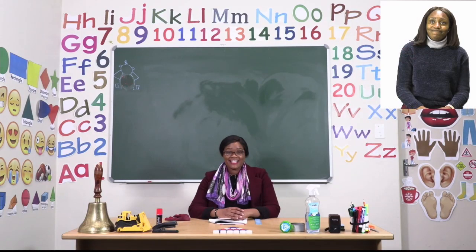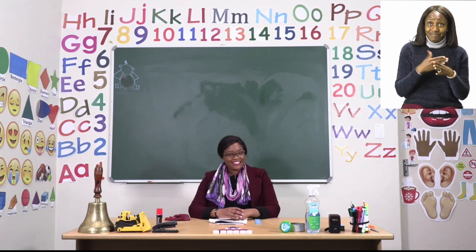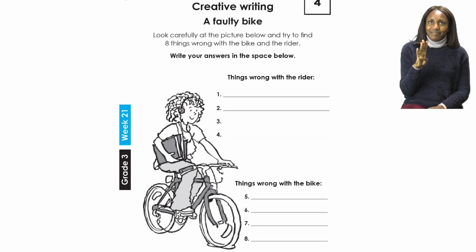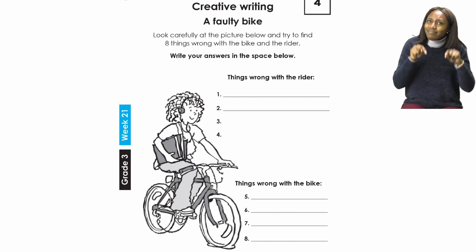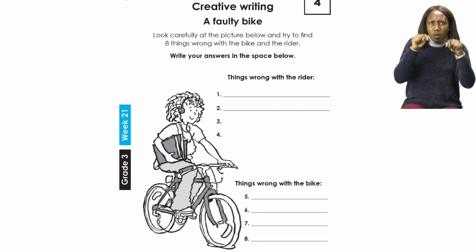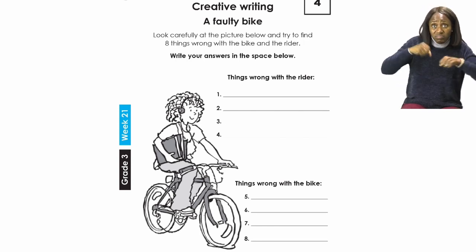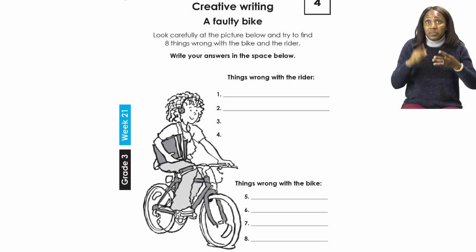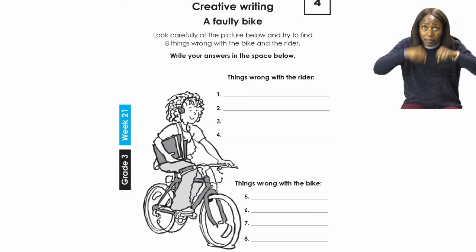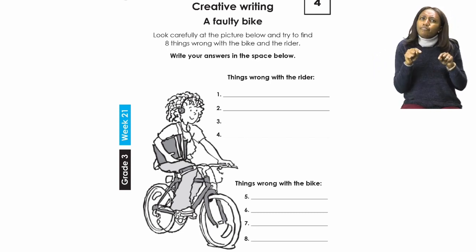For our last exercise for this lesson, boys and girls, let's now turn to page 14. On page 14, we are going to be doing some creative writing. What we're going to do is look at the picture carefully below to try and find 8 things wrong with the bike and the rider. Now remember, we were talking about the cyclist in our previous lessons. So we first have to write our answers below.